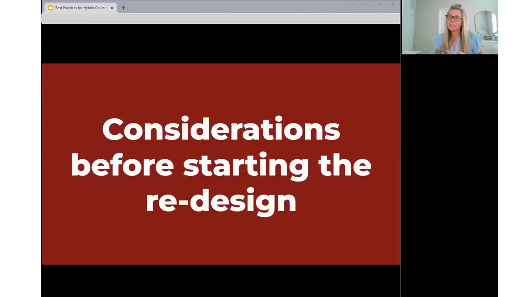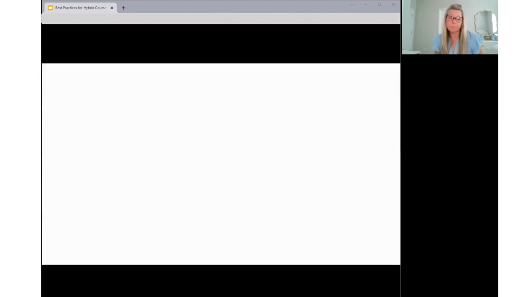So, some considerations before starting the redesign. This next slide will have a lot of information. I'm going to give you 10 things, and these are just thoughts. It's going to guide your thinking as you're thinking about whether or not you want to move your course specifically to the hybrid model. So it's basically a checklist of things you want to reflect on, brainstorm, and consider.